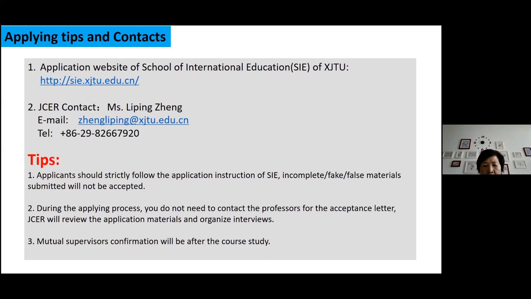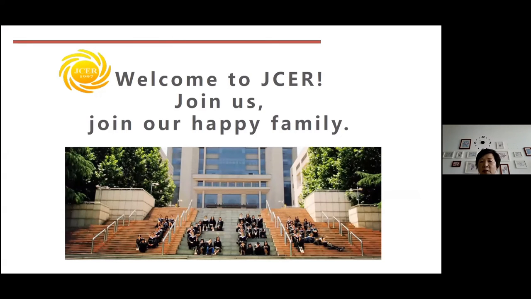And the third one is that the supervisor's confirmation will be after the course study. Because some of the students actually didn't study economics before. So in the very beginning, if he chooses the supervisor, it's difficult because he even doesn't know whose research area is interesting or not. So after 1 year of study, our center begins to choose the supervisor. So this is our principle. So these are the three basic tips for our center and for you to refer, okay? So finally, we'll come to our JCER and join our happy family.